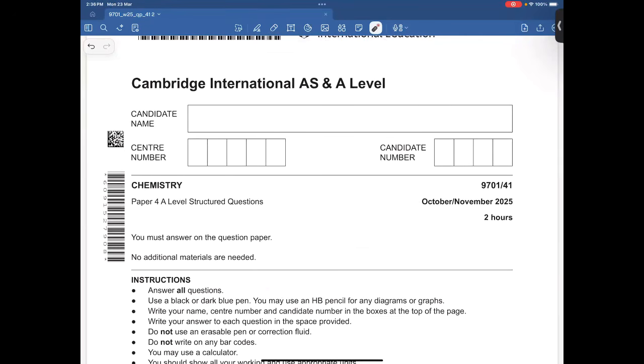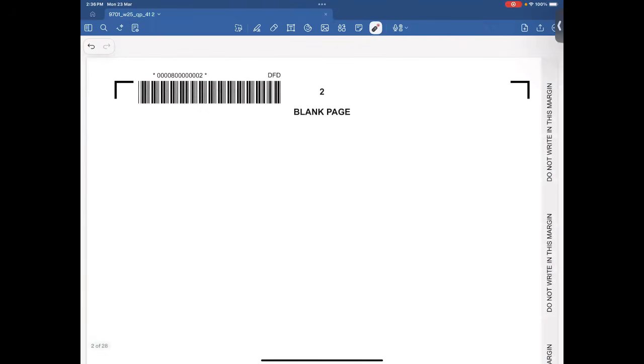Let's start paper 4 of A-level chemistry, October-November 2025, variant 41. We have done variant 42 before. So let's talk about variant 41 in this session.